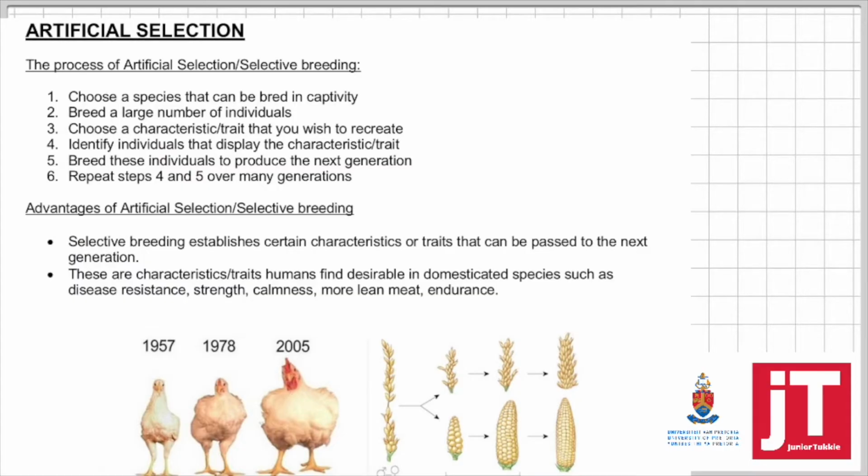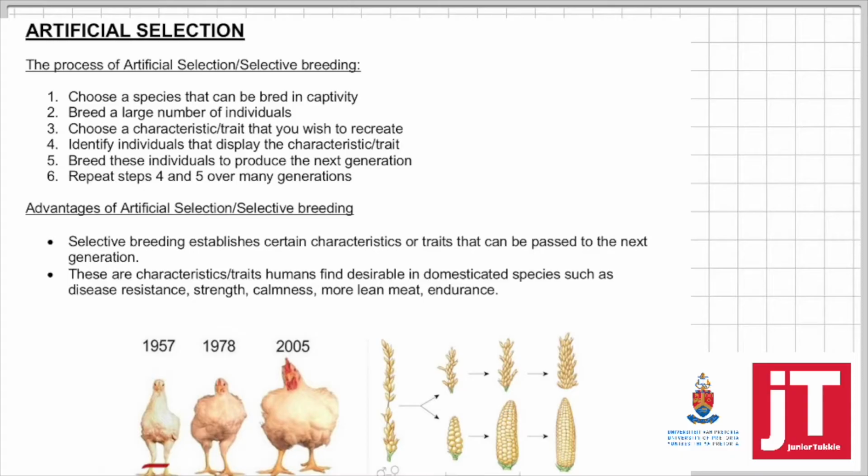Now, artificial selection, from its name: in natural selection, the environment chooses the organisms. In artificial selection, human beings are the ones that will select the desirable characteristic. And this characteristic is chosen in terms of what the human being will benefit the most from. Now, artificial selection has been happening over many, many years.